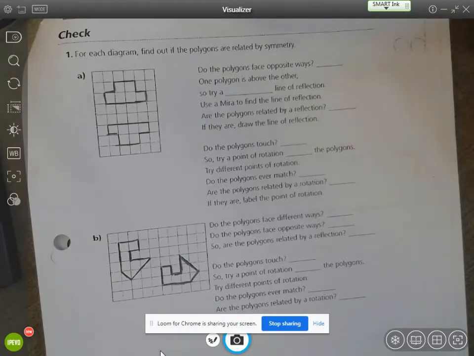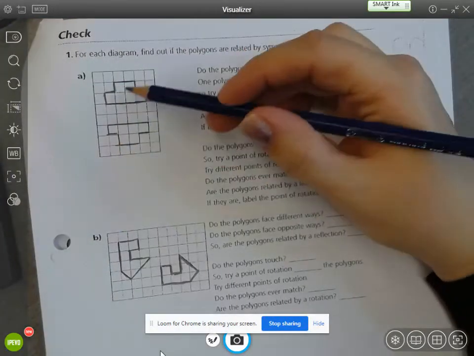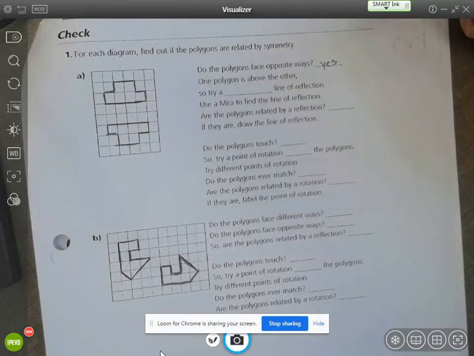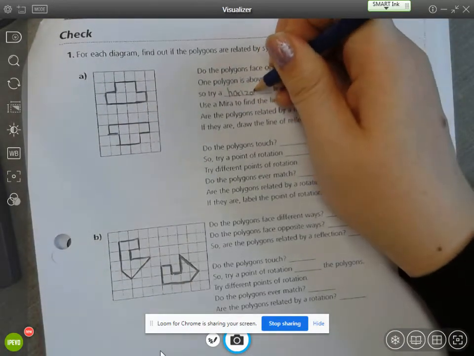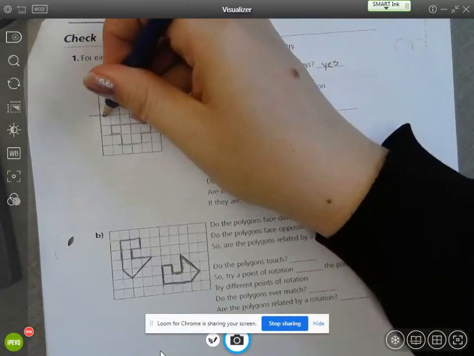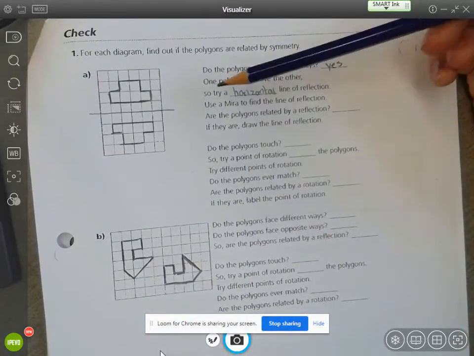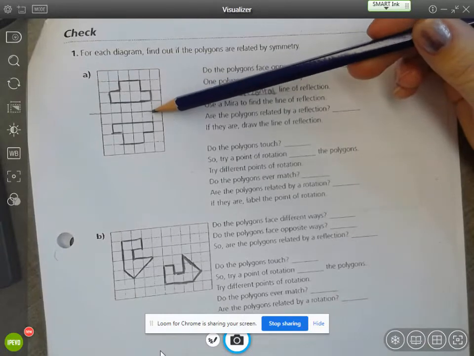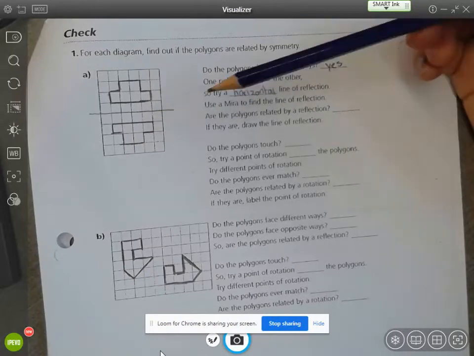So first question is, do the polygons face opposite ways? Yes, so they are opposite. The little two boxes on the top and down here, it's on the bottom. Because one polygon is above the other, I am going to try a horizontal line of reflection. I'm going to draw a line in between them, and it wouldn't make sense to do a vertical one. Okay, so you do not have a mirror, so you're just using the system. If it's one away on one side, it should be one away on the other. 2 away, 2 away. So you're just using your reflection skills.